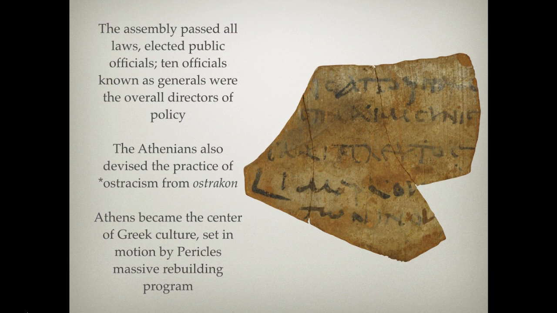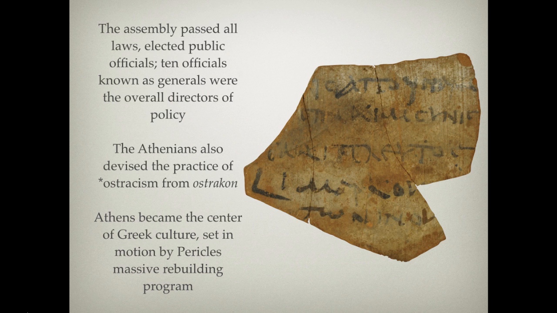Now, the assembly passed all the laws and elected public officials. And 10 officials, known as generals, were the overall directors of all policies. Now, the Athenians also devised the practice of ostracism, from the Greek word ostrakon. An ostrakon, here depicted, was a bit of pottery that had been broken, and upon it was scrawled or scratched out the name of a person.